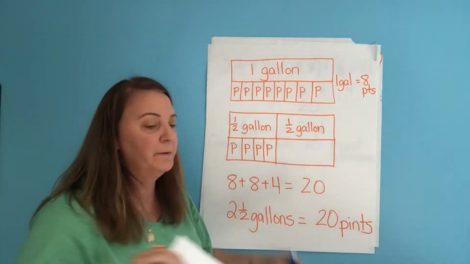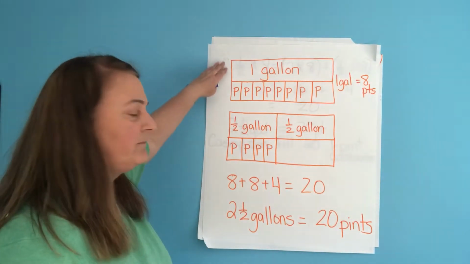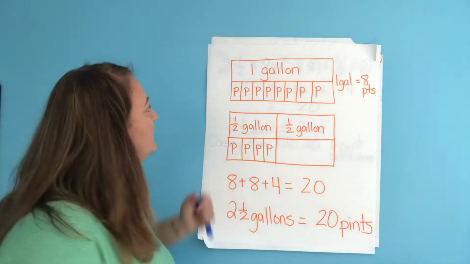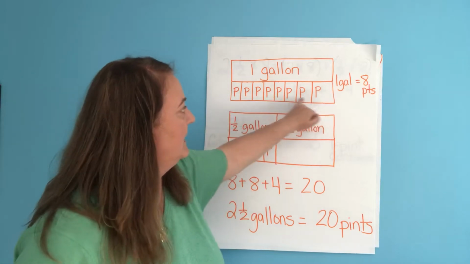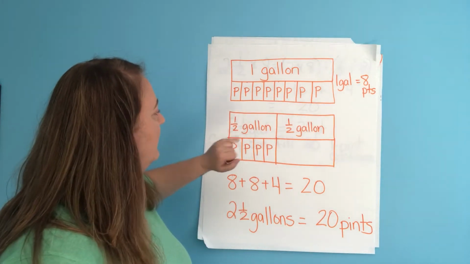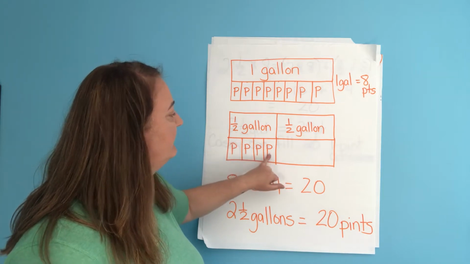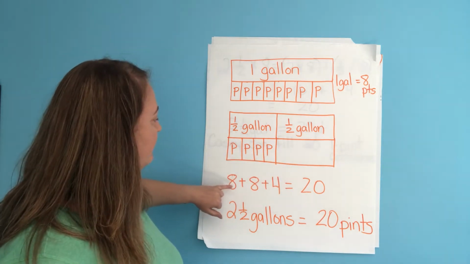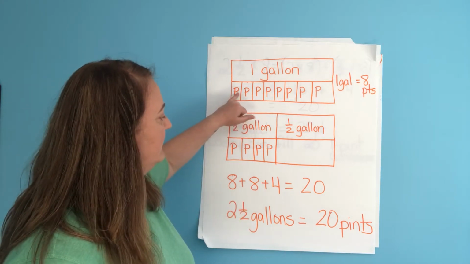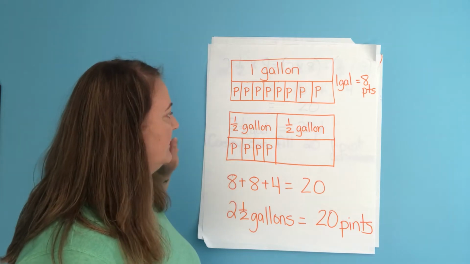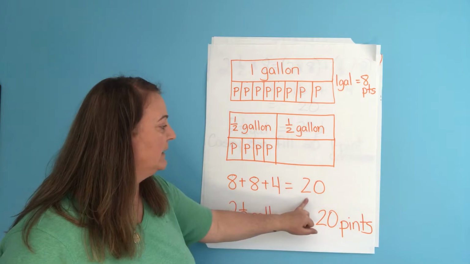I just wanted to show you a few other ways that I worked that out. If some of you need a visual, I went and made this diagram to help you out. So here we have a gallon, and we know that there's 8 pints in a gallon. And then we have half of a gallon, which is 1, 2, 3, 4. So if we have 8 plus 8, because we have 1 gallon and then another gallon, and 4 more would give you a total of 20.